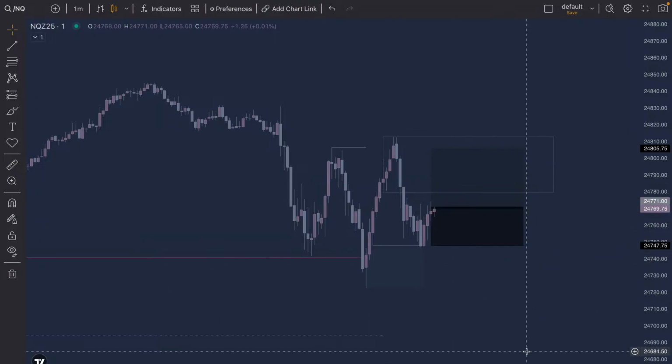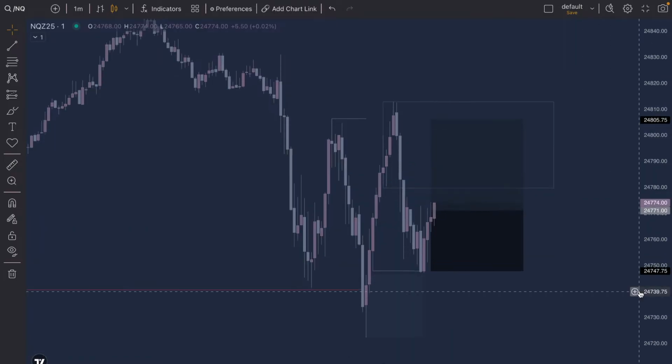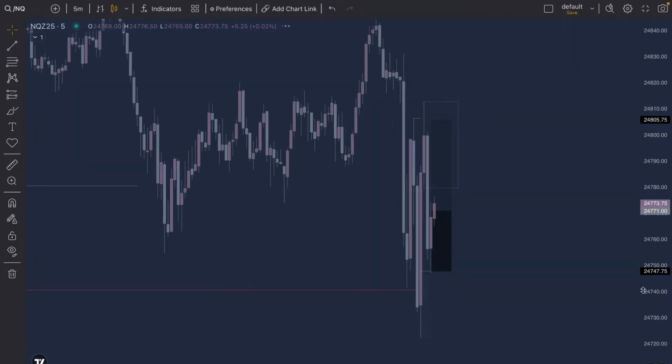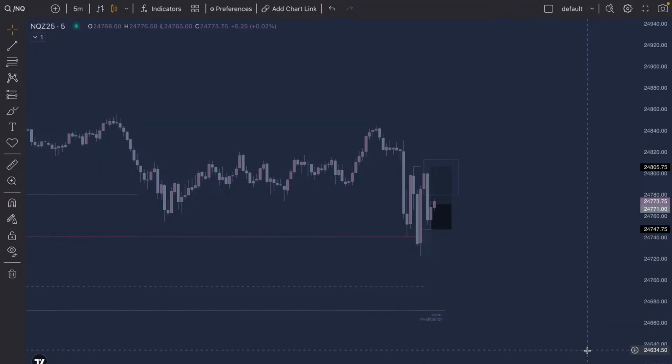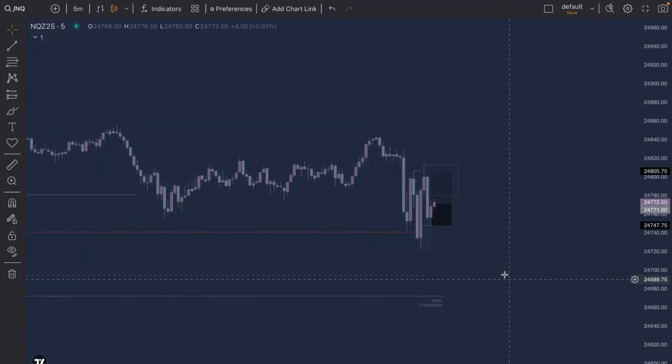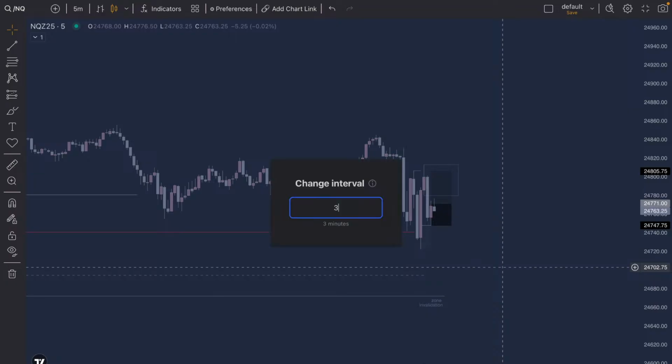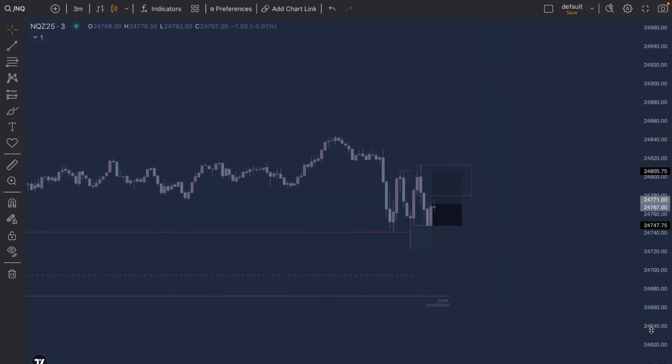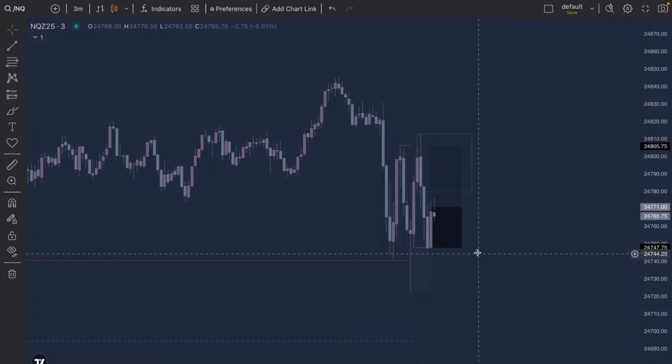So I could take it right here, but I'm gonna wait for the best entry because my job isn't to be early. Let's see what the 5 minute is doing. Okay, perfect. I like the five. I really like the five. I like that candle. I really do. 3 minute, there's no break of the candle. It doesn't break the candle.